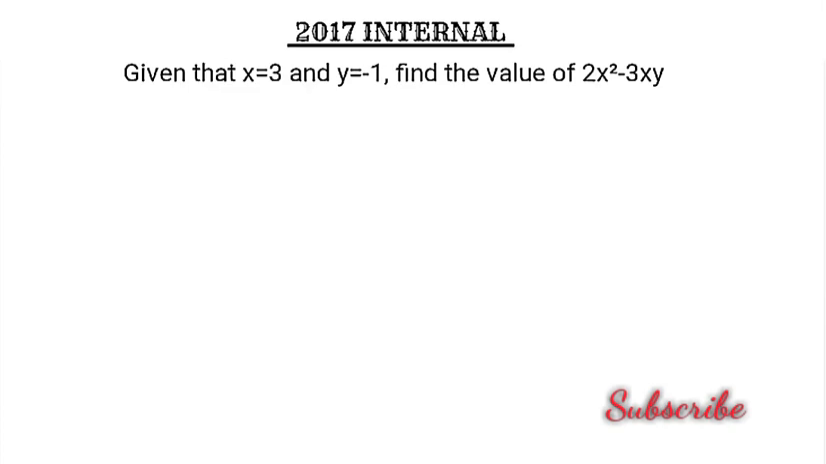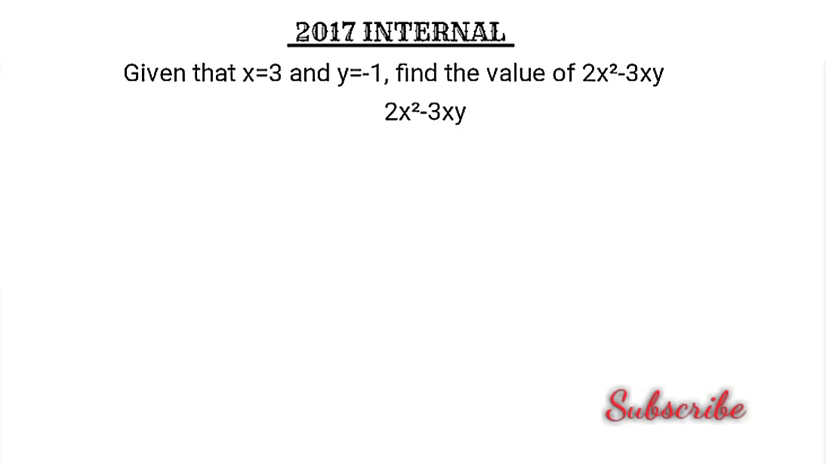Okay, given that x is equal to 3 and y is equal to negative 1, find the value of 2x squared minus 3xy. So students are asked to find the value of this expression, which is 2x squared minus 3xy. So pause this video, try to find the value of this expression, taking into consideration that x is equal to 3 and y is equal to negative 1. I'll take it that you paused the video and found the value of this expression.